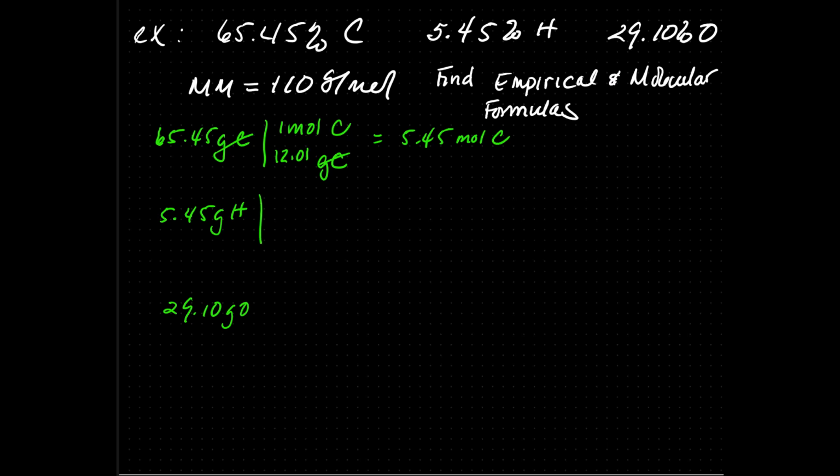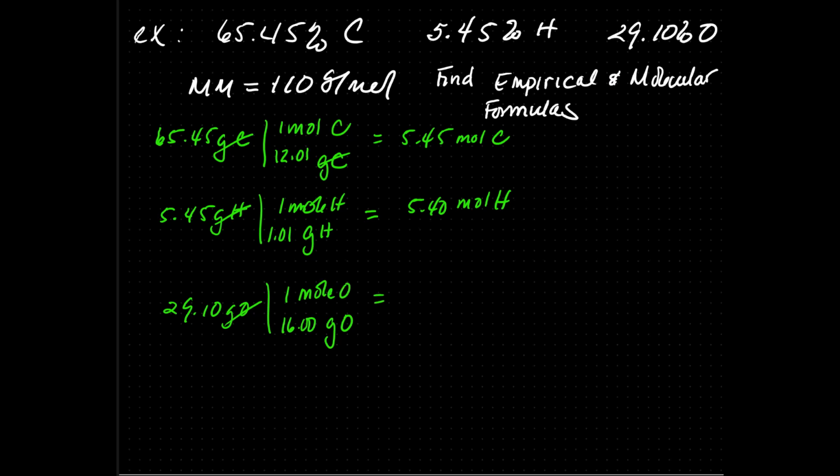For hydrogen, diagonals again cancel out grams of hydrogen. There's 1.01 grams of hydrogen for 1 mole of hydrogen. 5.45 times 1 divided by 1.01 is 5.40 moles of hydrogen. For oxygen, diagonals, grams of oxygen needs to cancel out. There is 16 grams of oxygen for 1 mole of oxygen. 29.10 times 1 divided by 16 is 1.82 moles of oxygen.